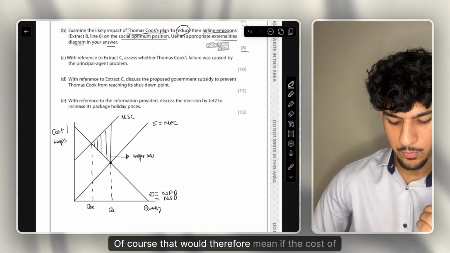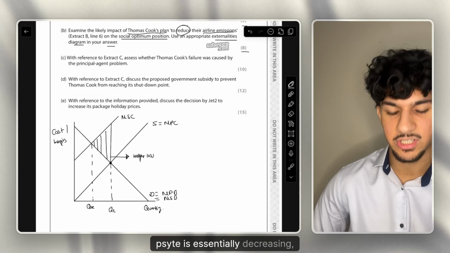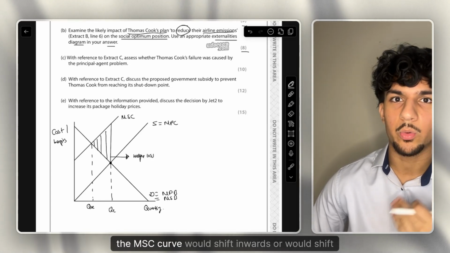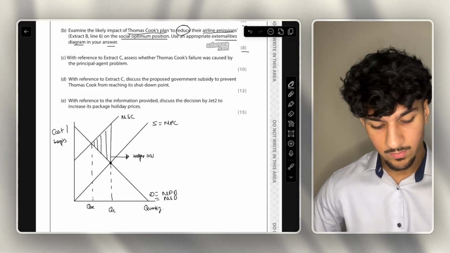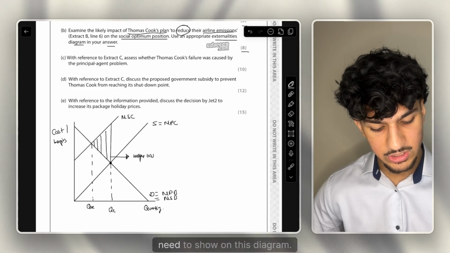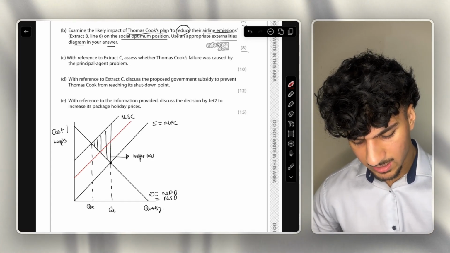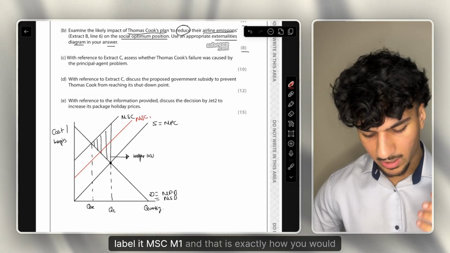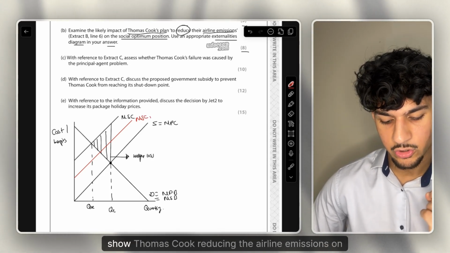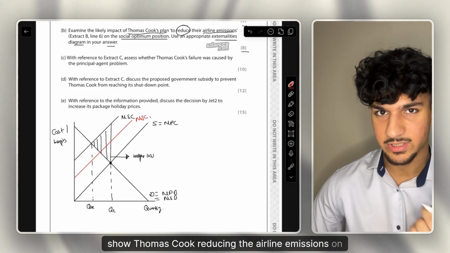Of course, that would therefore mean if the cost to society is essentially decreasing, the MSC curve would shift inwards, or would shift towards the right. And that is pretty much the main thing that we need to show on this diagram. So all I'm going to do is shift the MSC curve slightly to the right, label it MSC1, and that is exactly how you would show Thomas Cook reducing the airline emissions on this diagram.